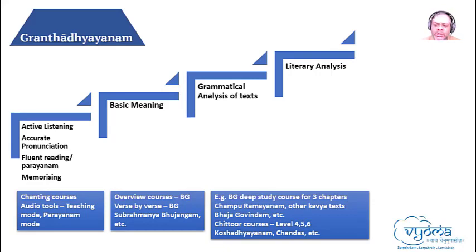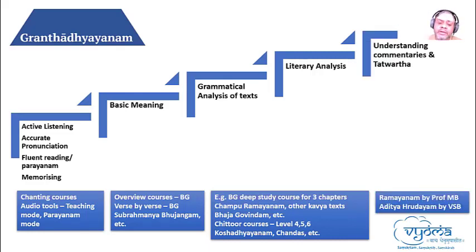So we have a lot of courses like that. Subramanya Bhujangam, the basic meaning course has been done. Bhajagovindam has been done. Chittur courses have a lot of texts. Kalidasa's Raghuvamsha, Kumara Sambhava, Champu Ramayanam, Kosha. Then for the literary analysis you have the Chandas course, you have Koshadhyanam. A lot of courses are there on the Vyoma site, that is sanskritfromhome.in, where you can find many courses.